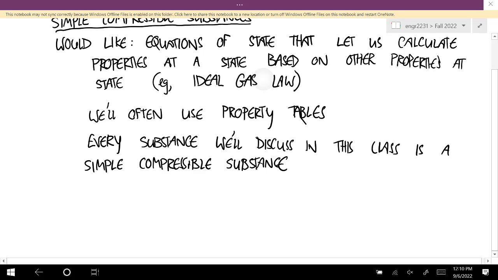It requires that the materials be homogeneous. So homogeneous means you can't go to one area of the material and measure different things in the material than in a different part. And they also have to be unaffected by electrical and magnetic fields.